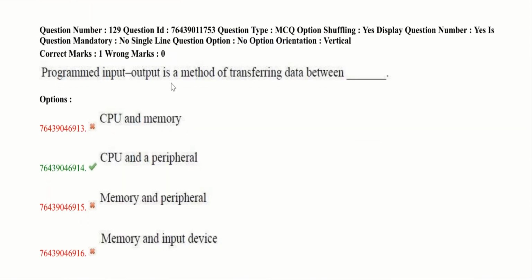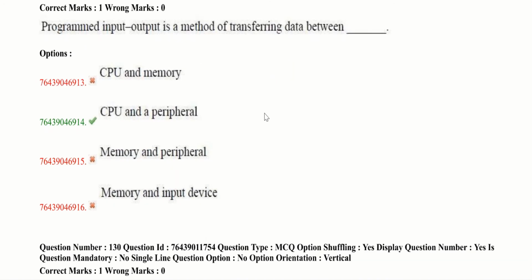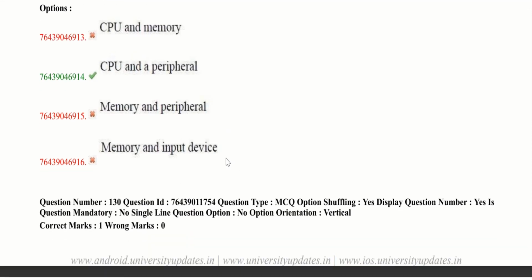Program input and output is a method of transferring data between... It is also known as programmed I/O. Programmed I/O transfers data between the CPU and peripheral devices, and it repeatedly checks the devices for data transfer, which wastes a lot of CPU time and cycles. Now let's get into our final question.